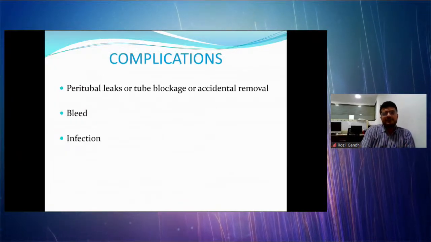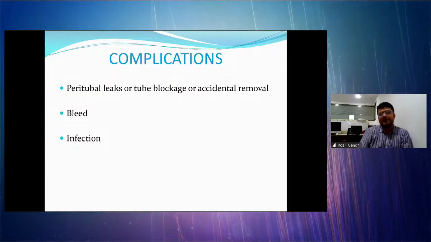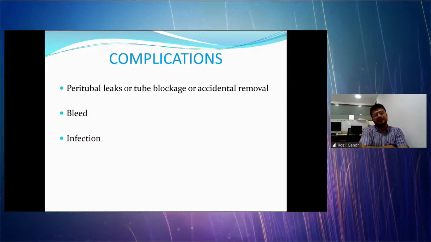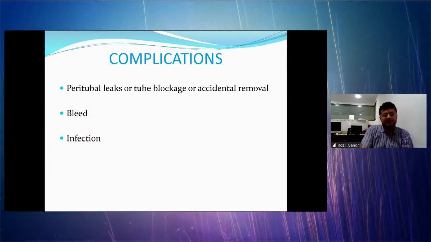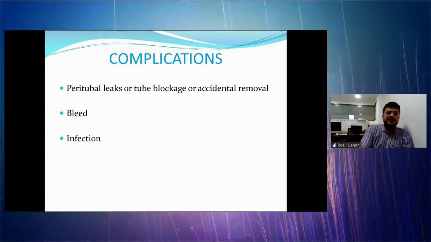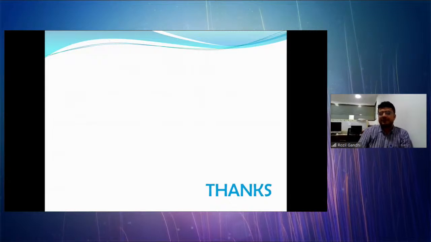Peritubal leaks, tube blockage or accidental removal are the most common complications of PTBD. And bleeds, we go through the liver parenchyma, so there is a chance of bleeding from the parenchyma. And whenever there is a tube blockage, there is a chance of infection also. Thank you.